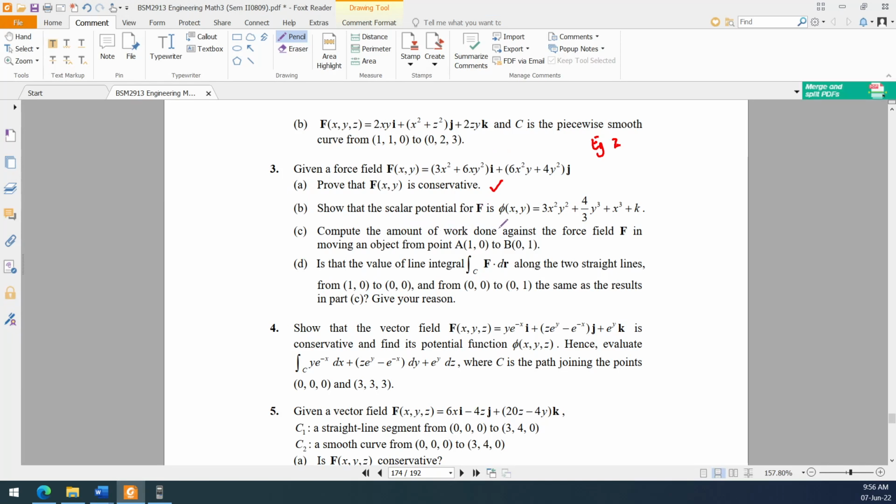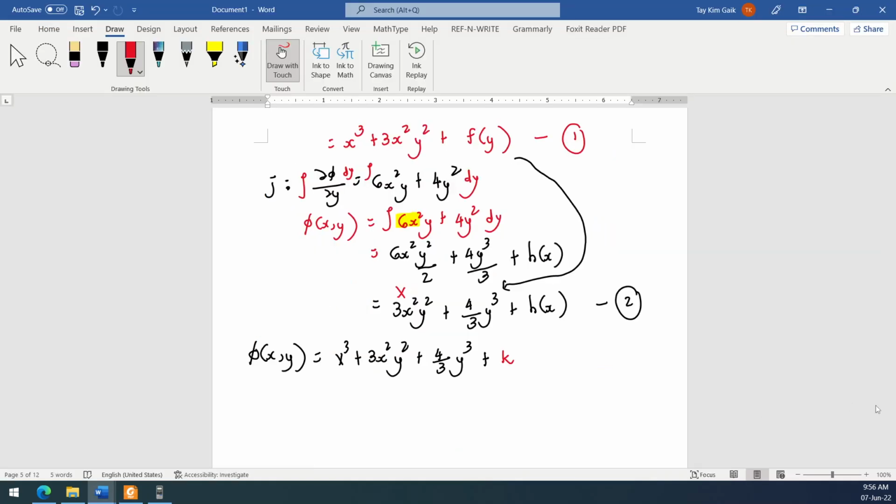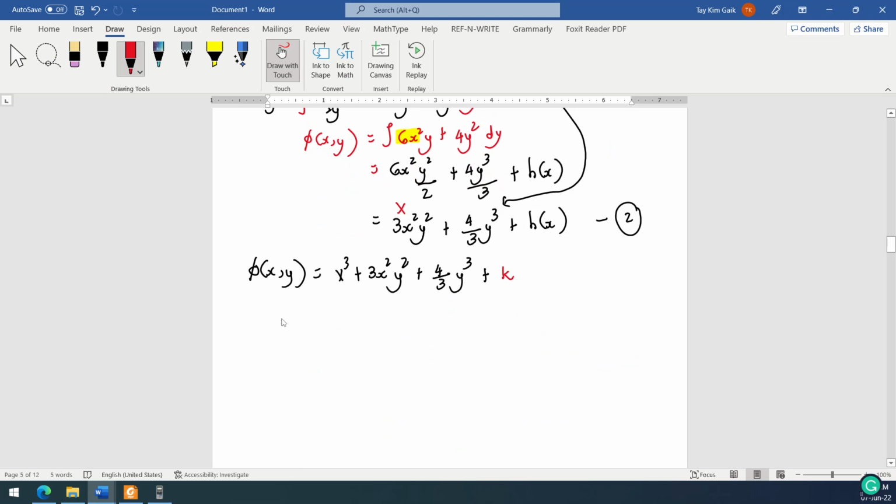Compute the amount of work done against the force field F in moving an object from point A (1,0) to B (0,1). So use the potential function to evaluate it. Work is actually given by the line integral of the vector field, F dot dr along curve C. F is a conservative vector field, then we use the potential function phi, which is x cubed plus 3x squared y squared plus 4 over 3 y cubed plus k.